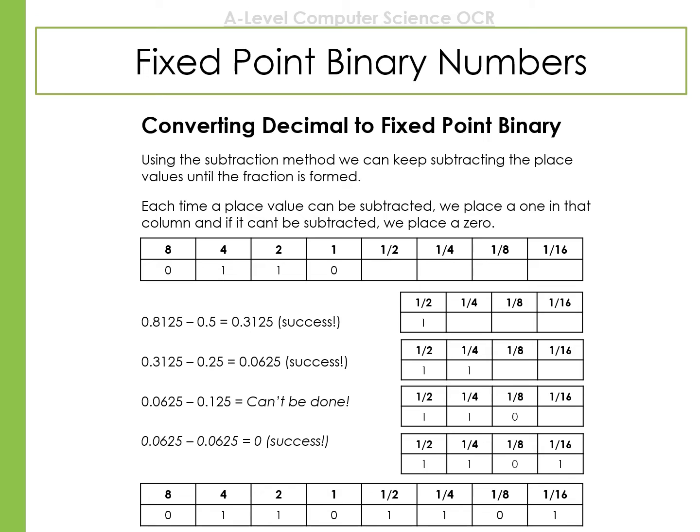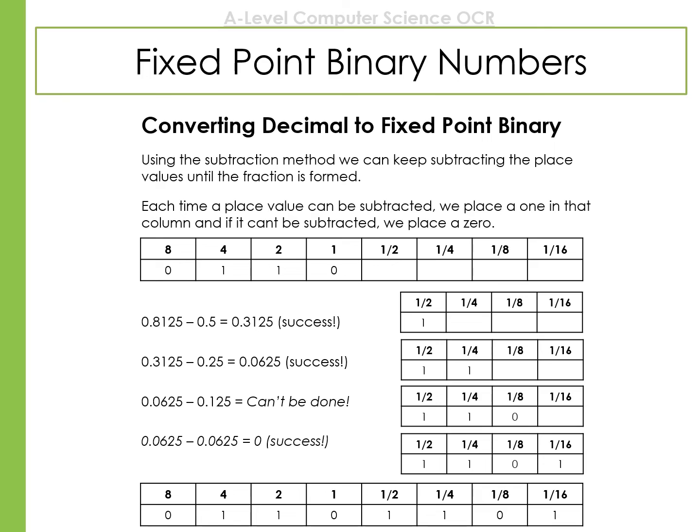Like we do in binary, we can use the subtraction method. If we're trying to make 6, will 8 go into 6? No, it won't, so we put a 0. Will 4 go into 6? Yes, it will. So that gives us a 1 there, and we take 4 from 6, which leaves us with 2. Will 2 go into 2? Yes, it will, so we put a 1 there, meaning that we've made 6, so we can put a 0 in anything after that value. So each time a place value can be subtracted, we place a 1 in that column, and if it can't, we place a 0.